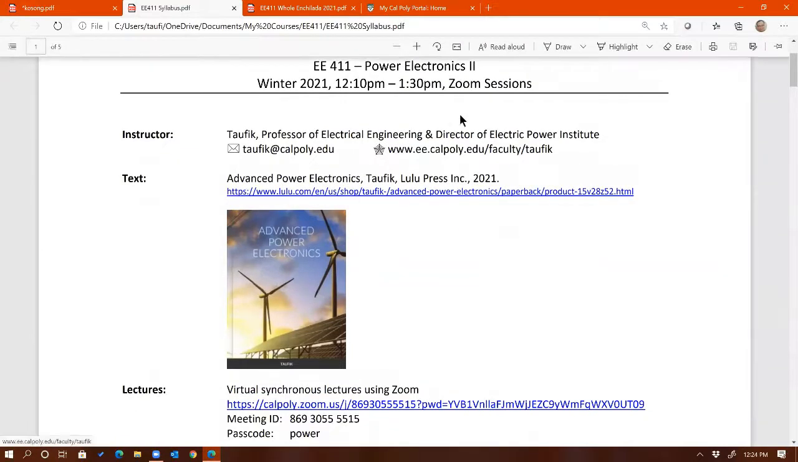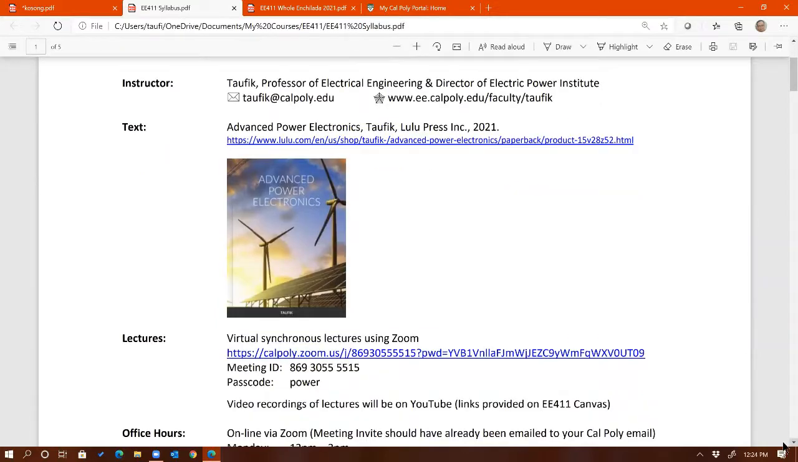Right? So just like in EE411, we're going to have synchronous Zoom sessions for the class. Here's the textbook for this quarter, not as thick as the 410. I'm still adding more and more stuff into this book, so eventually it's going to be as thick as the EE410 textbook. Hopefully, most of you have these copies already. It took me 2 weeks to get it.